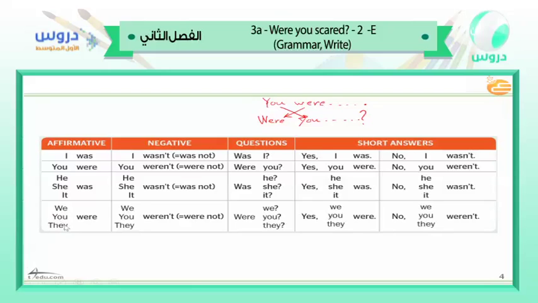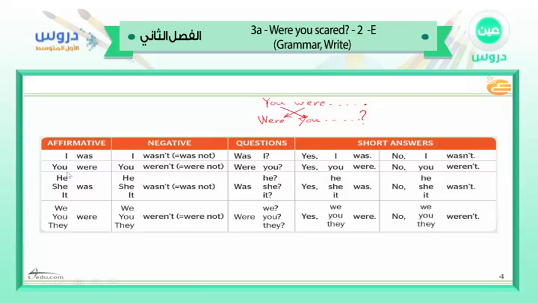With you, we, and they, we were. Negative, we weren't, or we were not. Questions, were we? Short answers, yes, we were, or no, we weren't. You were, the negative, you weren't, or you were not. Questions, were you? Short answers, yes, you were, or no, you weren't. They were, with the negative, they weren't, or they were not. Questions, were they? Short answers, yes, they were, or no, they weren't.